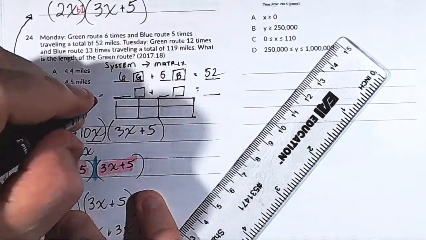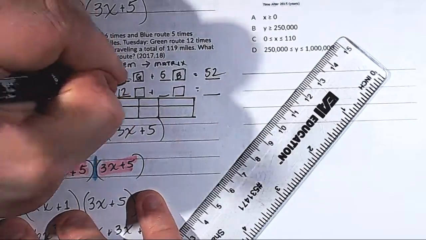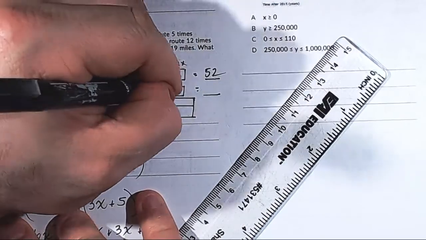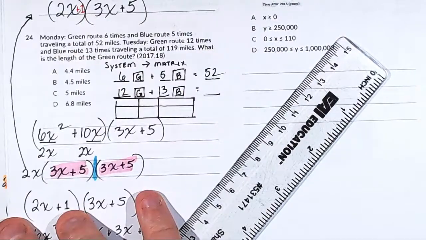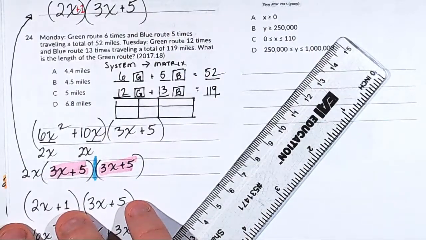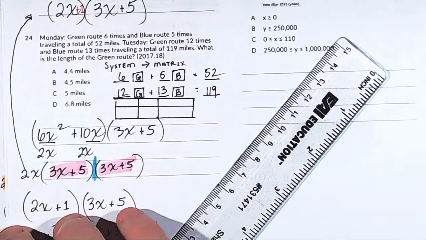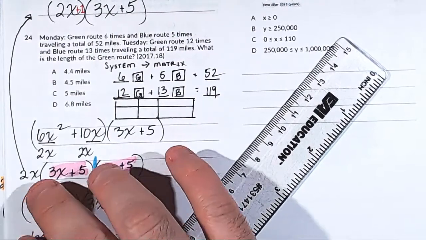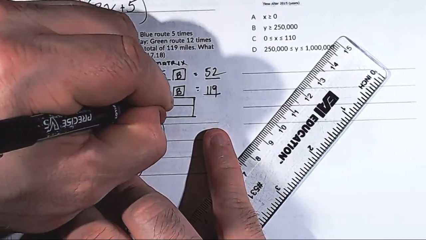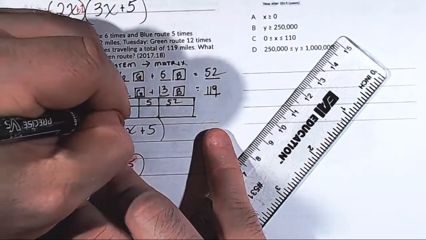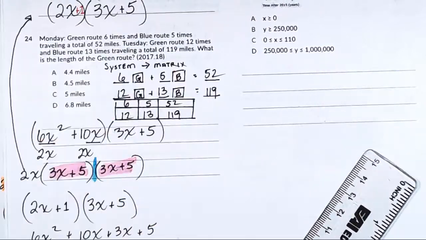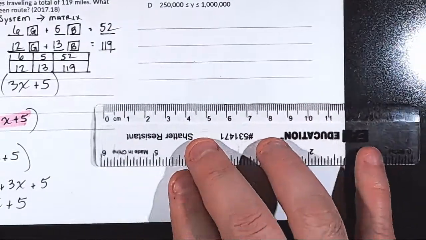Tuesday, we've got green 12, so 12G plus 13B equals 119. And it asks, what is the length of the green route? Now the matrix solvers would just put 6, 5, 52 right here, and then 12, 13, 119 right there. We'll come right back to that, but first I want to show how to solve it algebraically.